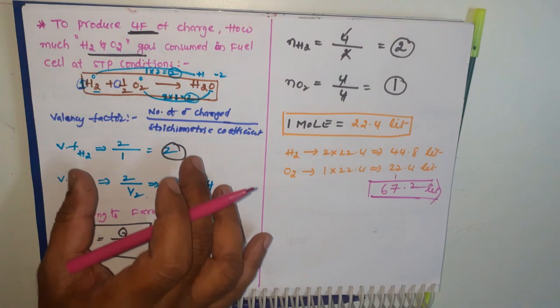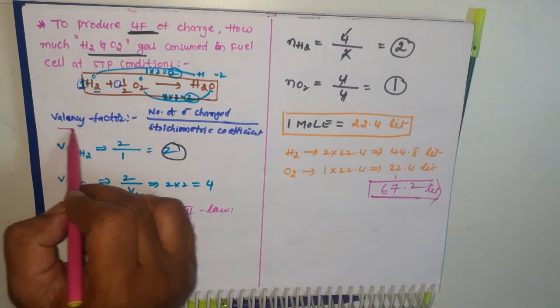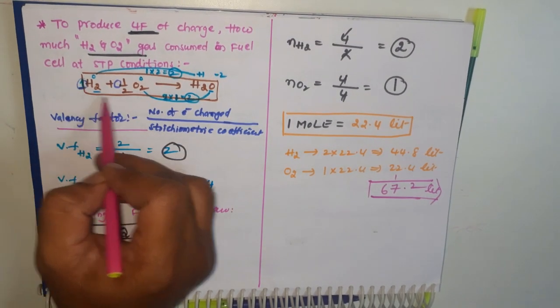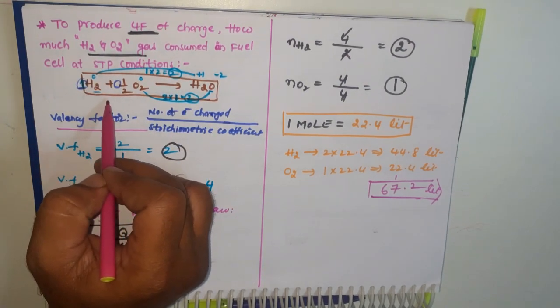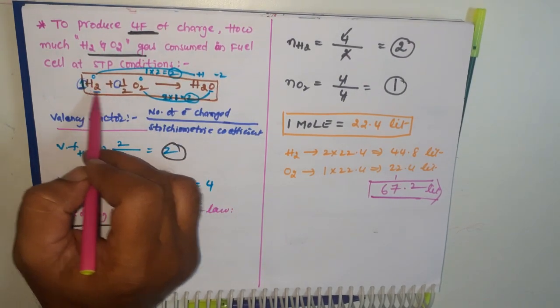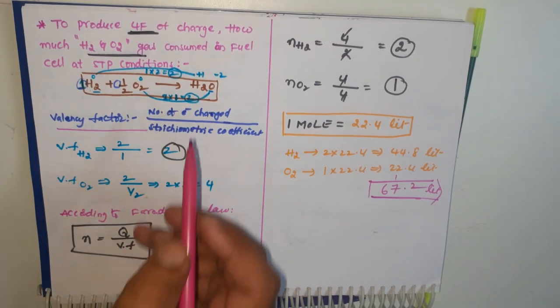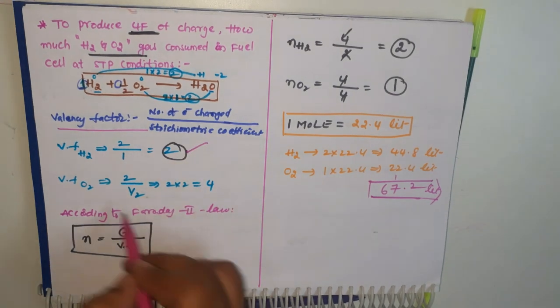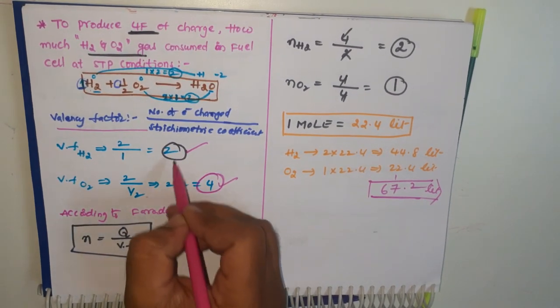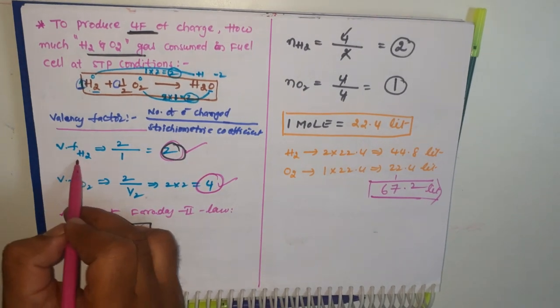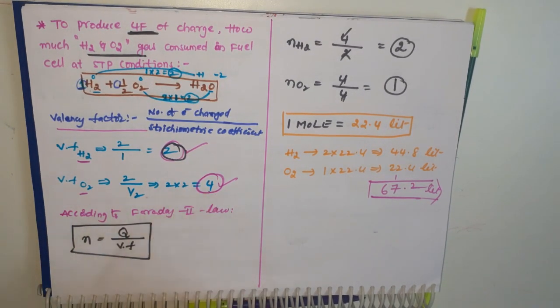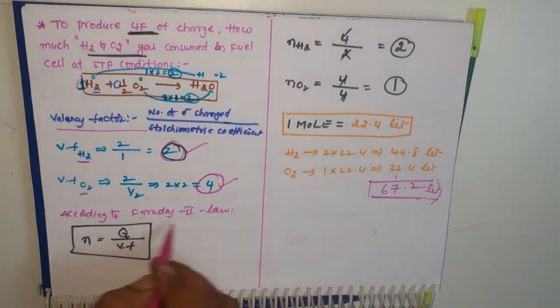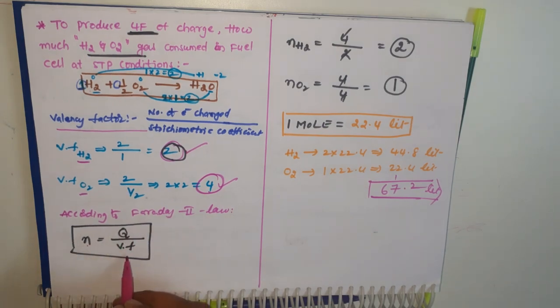Okay, students, very simple trick. We find the valency factor according to the basic reaction of the fuel cell, that is H2 plus half O2 gives H2O. The valency factor in the fuel cell reaction is always 2 for hydrogen and 4 for oxygen. Please remember these 2 and 4. Next, according to Faraday's law, N is equal to Q by valency factor. Okay, students, it is a simple and excellent trick. Thank you.